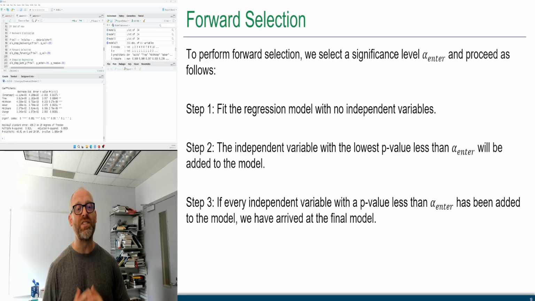So this gets us into step one. Step one is we fit a regression model with no independent variables whatsoever. So we basically have the model and we have the intercept. We have the mean of this.